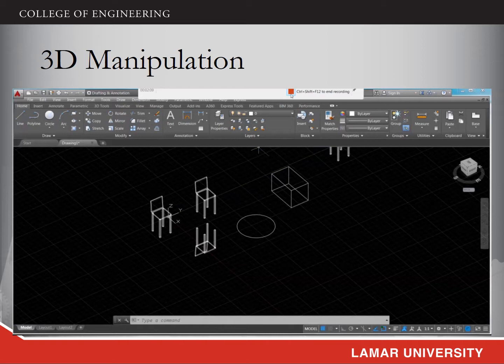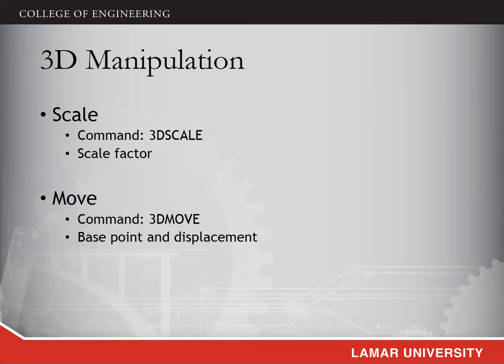In three-dimensional drawings, the scale command is a 3D scale and the move command is a 3D move. Even though these two commands are a little bit different from the scale and move commands in the two-dimensional drawings, their settings are exactly the same. For the scale command, you can set up the scale factor to change the size of the 3D objects. For the move command, you can set the base point and displacement to change the location of the objects. Sometimes you can even use the scale and the move commands from the two-dimensional drawings to change the size and the location of the 3D objects.